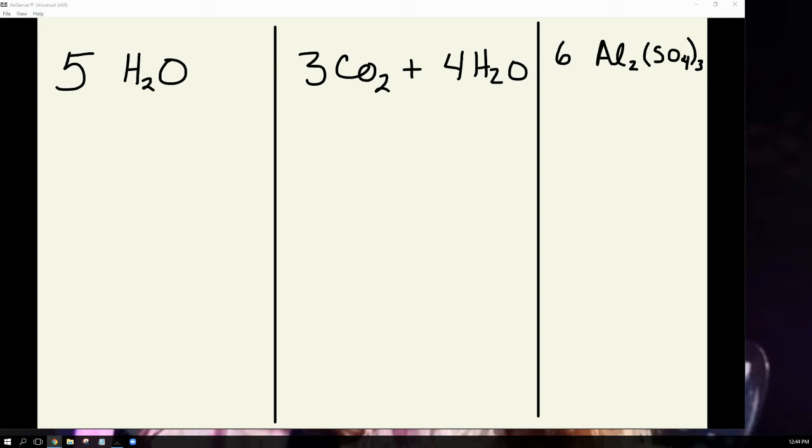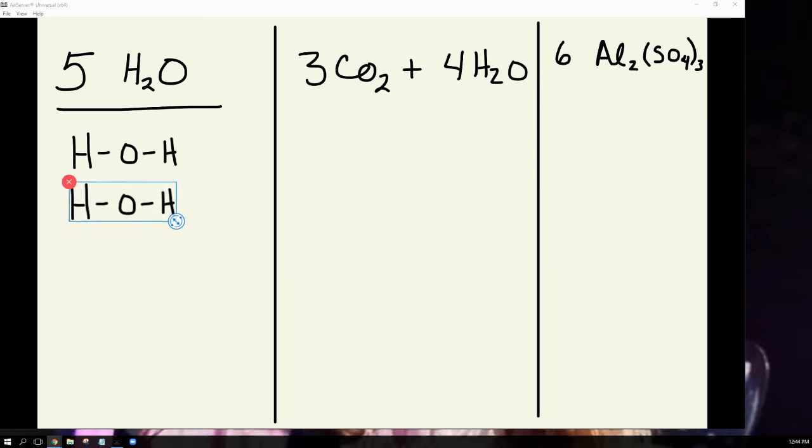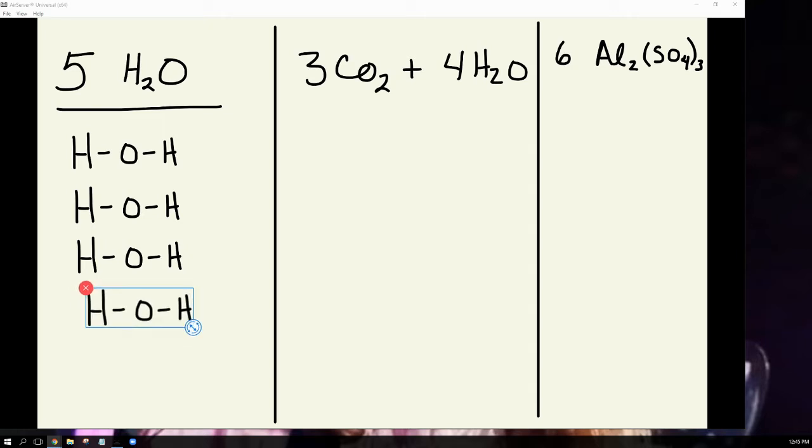using this model. So starting with 5H2O. What this means is I have 5 molecules of H2O. So I'm going to draw it like this, HOH. But I'm going to need to have 5 of those. So there's 1, 2, 3, 4, 5. So I have 5 of these molecules.